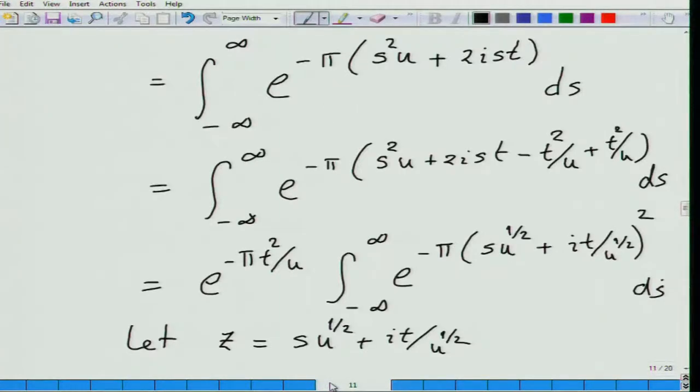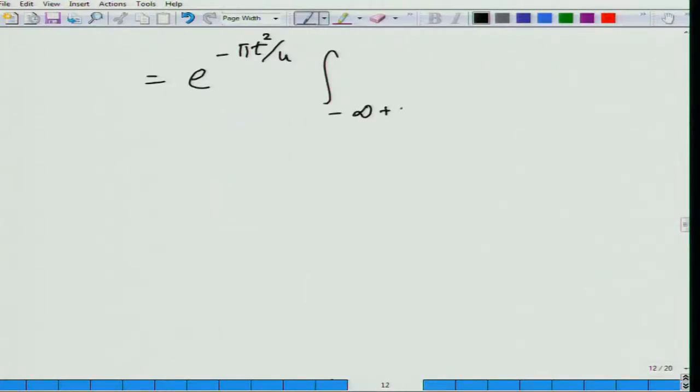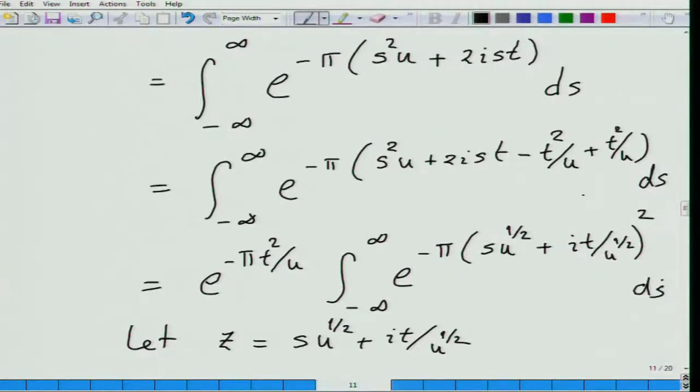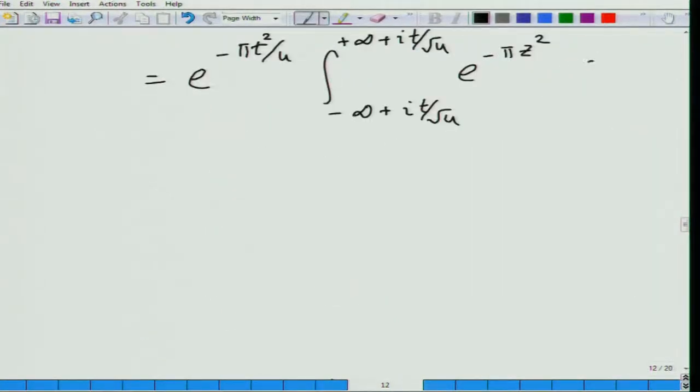So, where does z go from? When s goes from minus infinity to plus infinity, what happens to z? Yeah, so it just goes from minus infinity plus i t by square root u to plus infinity plus i t by square root u, of e to the minus pi z square. That is what you get here. And what happens to ds? So, u and t are fixed, they do not vary. So, just take dz is ds root u, so ds is dz by root u.